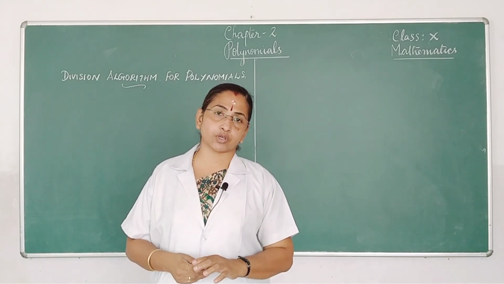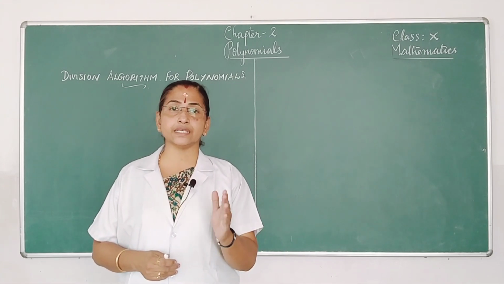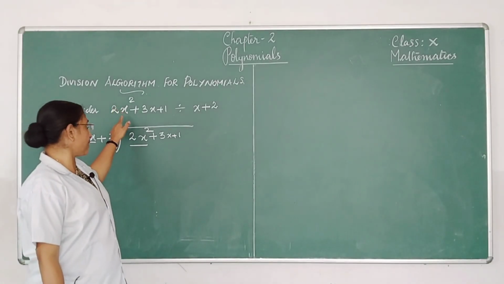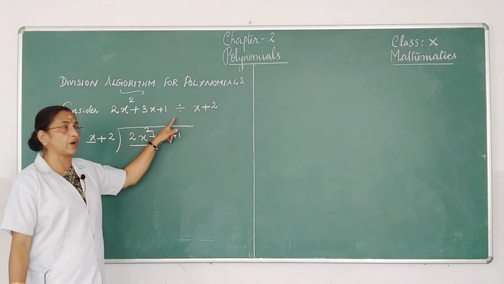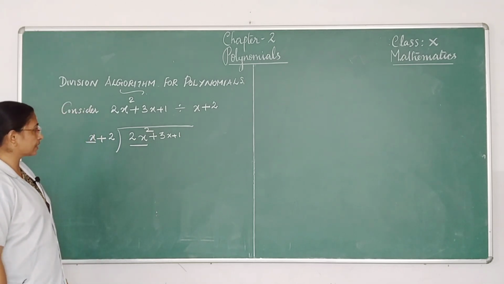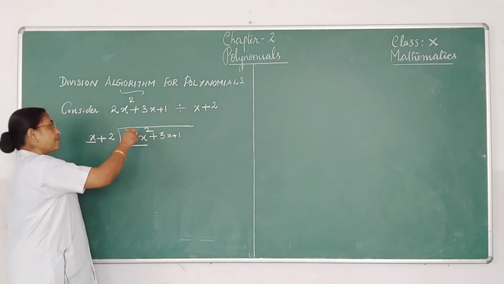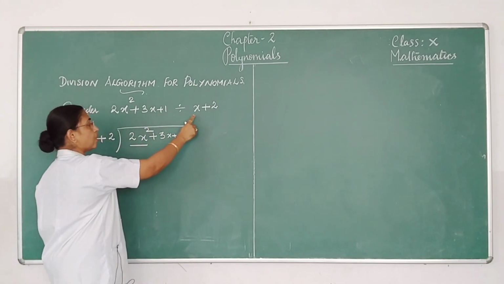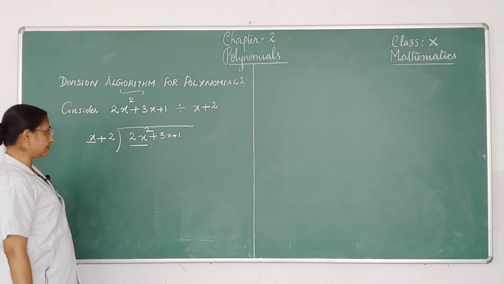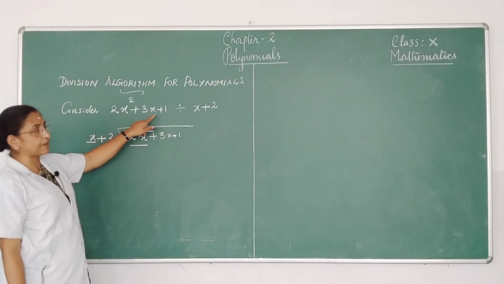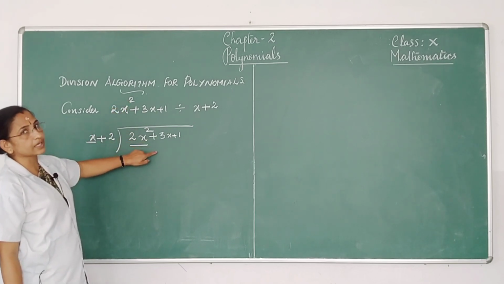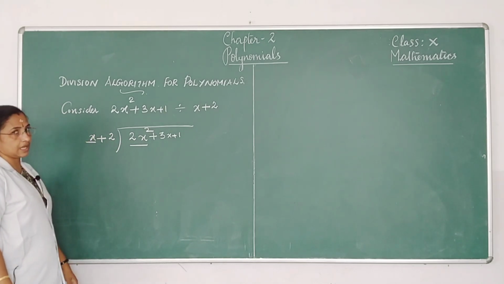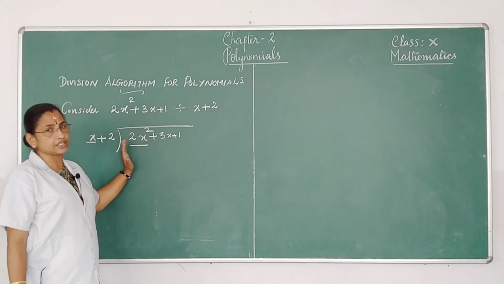You have already studied how to divide a polynomial by a linear polynomial. Let us consider an example: the division of the polynomial 2x square plus 3x plus 1 by x plus 2. First, remember that the polynomial having higher degree is your dividend and the polynomial having lower degree will be your divisor. So, 2x square plus 3x plus 1, having degree 2, is your dividend and x plus 2, having degree 1, is your divisor.